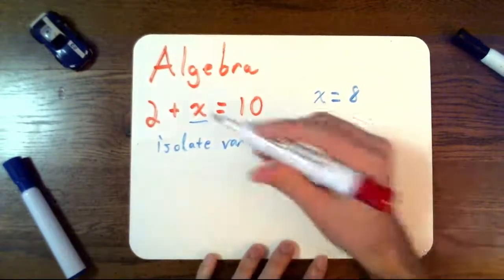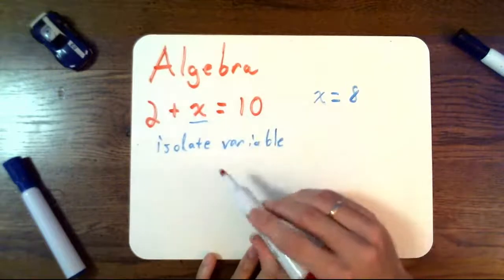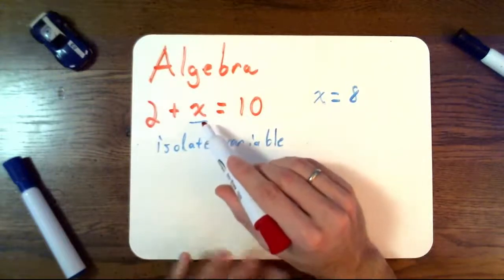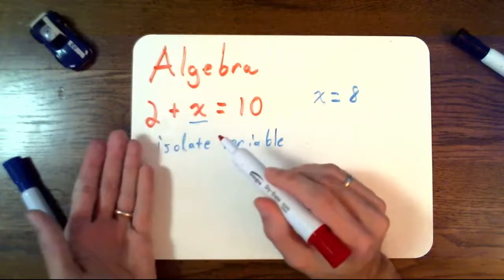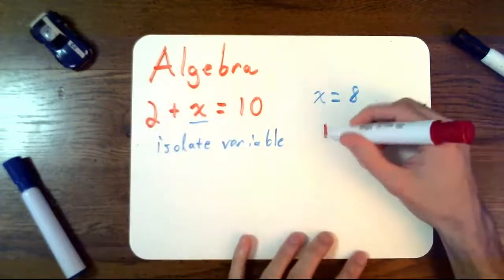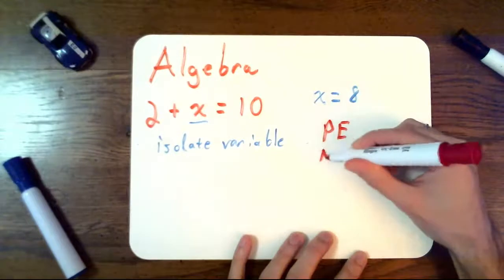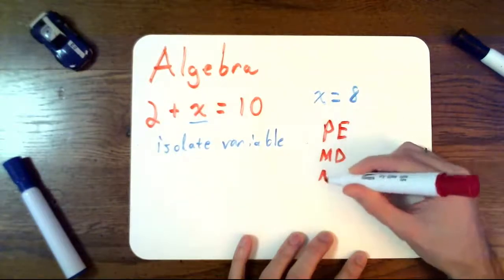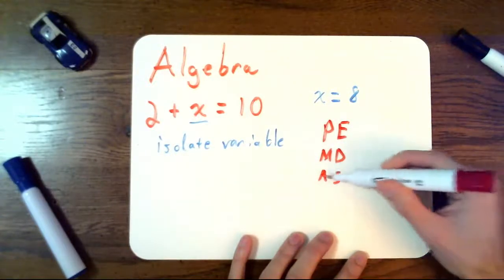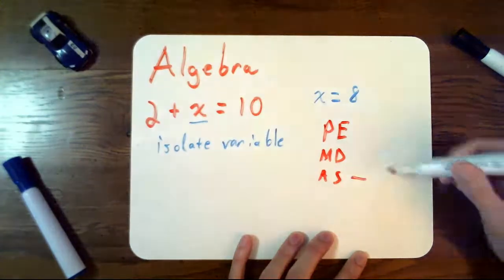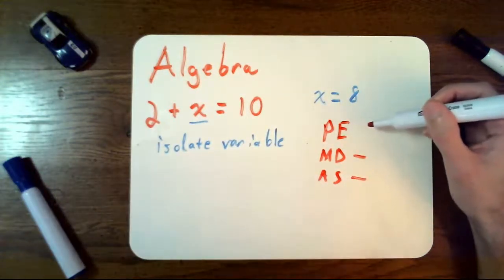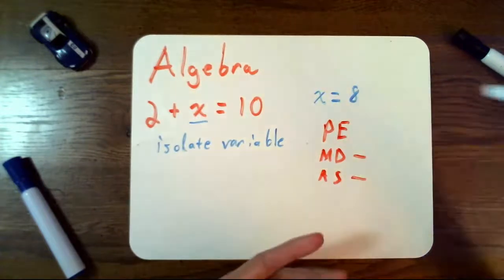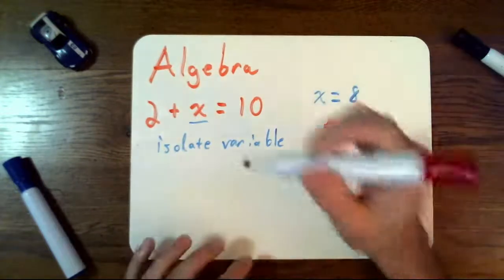Here's where order of operations can come in. If we're adding 2 to the variable, how do we undo addition? We undo addition with subtraction. So this addition subtraction part, these go together. Multiplication division go together. This is more of like an order. Parentheses first and then exponents.